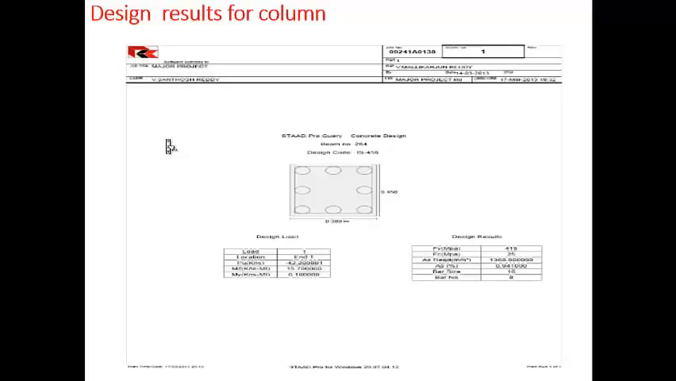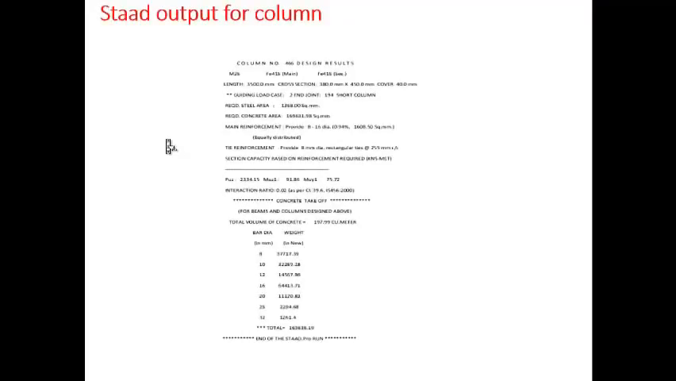Design results for the column, showing the placement of reinforcement, the breadth and width of the column, the bar size, bar diameter, and number of bars required. This is the STAAD output for the column. At the end of the STAAD analysis, we can get the total volume of concrete and total volume of steel used in the entire generation of the model.